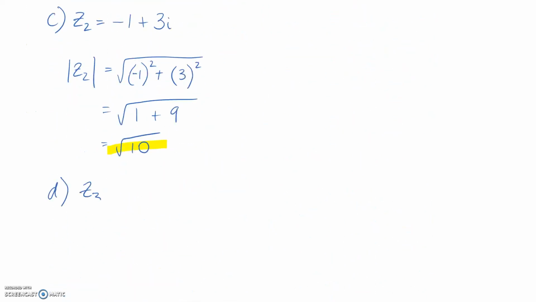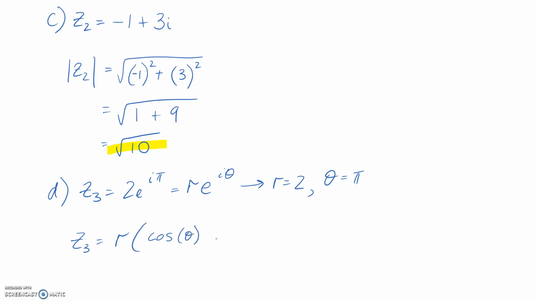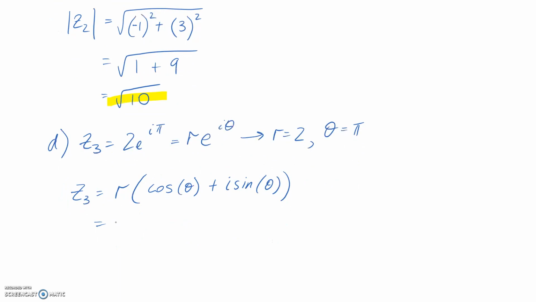So Z3 was 2e to the i pi. And in exponential form, the general form is like re to the i theta. So that means that we've got an r of 2 and our theta is equal to pi, just by directly equating those. So when we want to write it into our polar form, the general version is r outside of cos theta plus i sine theta.